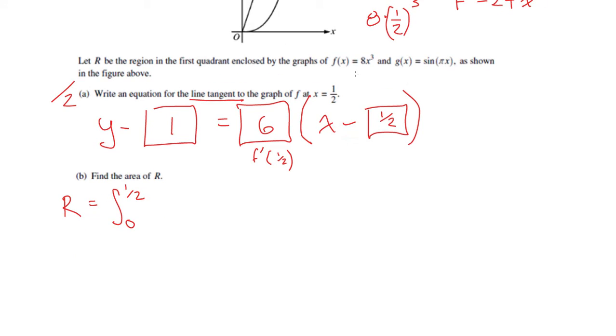It should be g of x minus f of x, and I'm just going to write, because I'm eventually going to have to take this anyway, it's going to be the integral of sine pi x minus 8x cubed, all of that dx. All right, so let's do that. So I'm going to take the antiderivative of each of these.